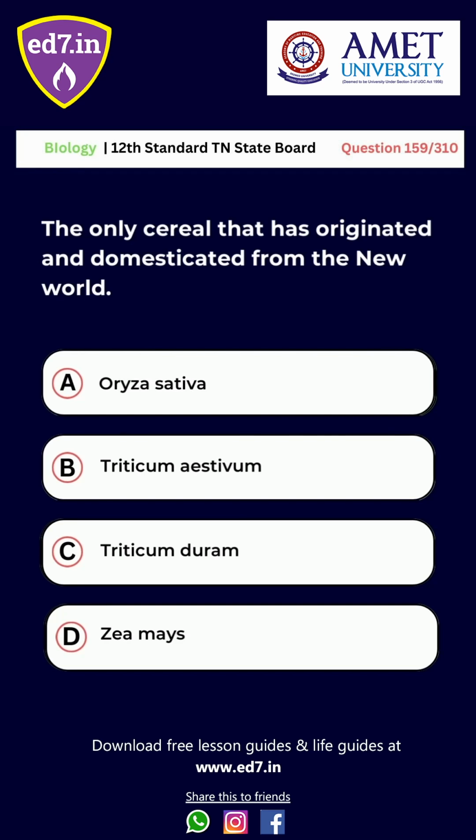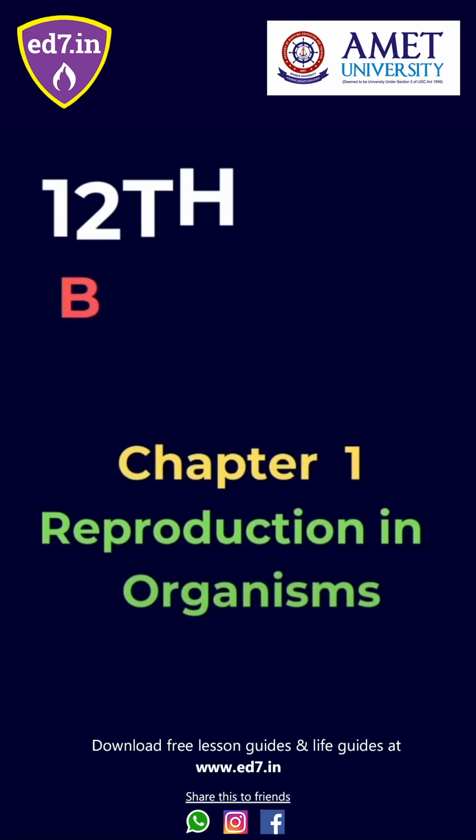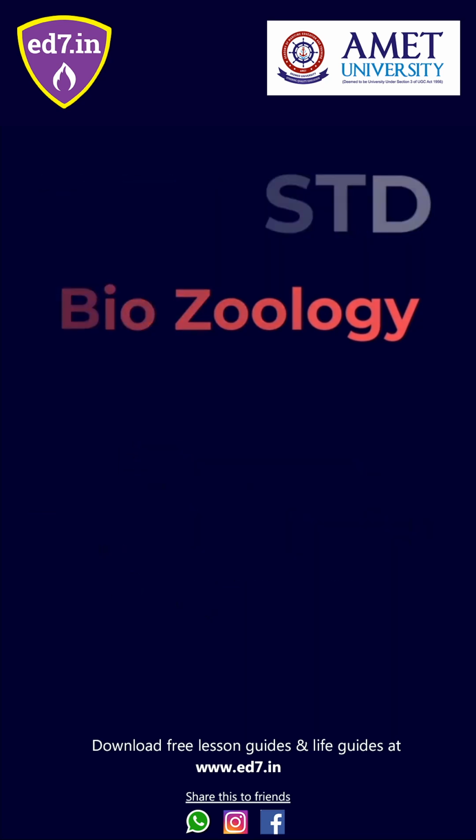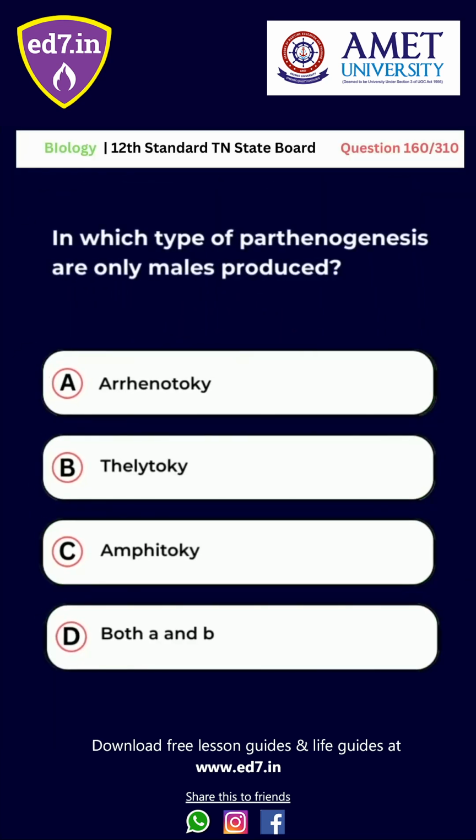Siamese. And the right answer for this question is option C. Triticum durum. Biozoology, Chapter 1, Reproduction in Organisms. Question number 160. In which type of parthenogenesis are only males produced? Option A. Arrhenotoky. B. Thelytoky. C. Amphitoky. D. Both A and B. And the right answer is option A.